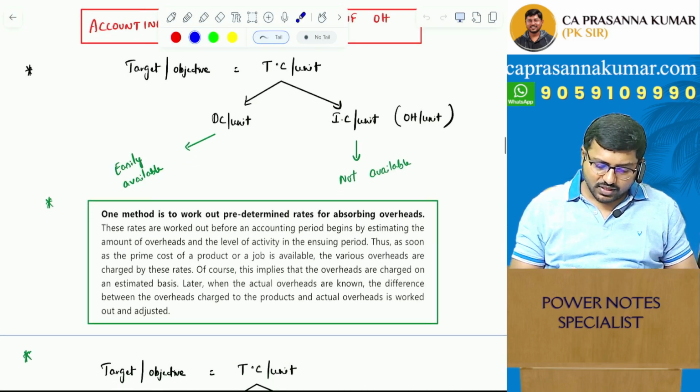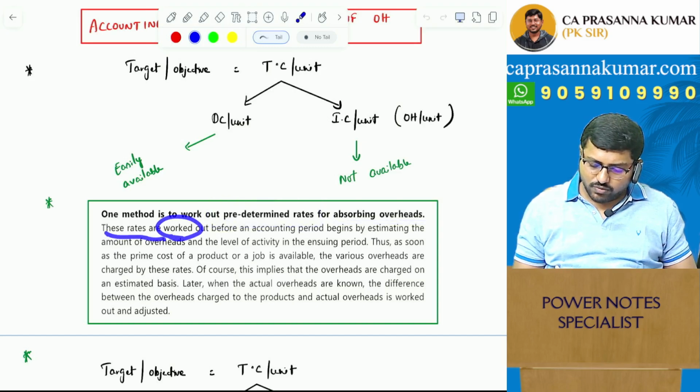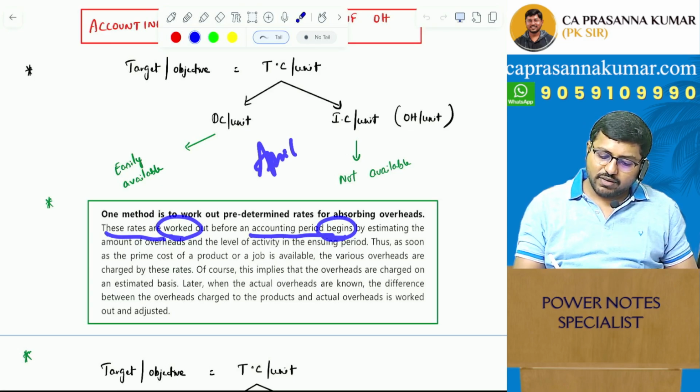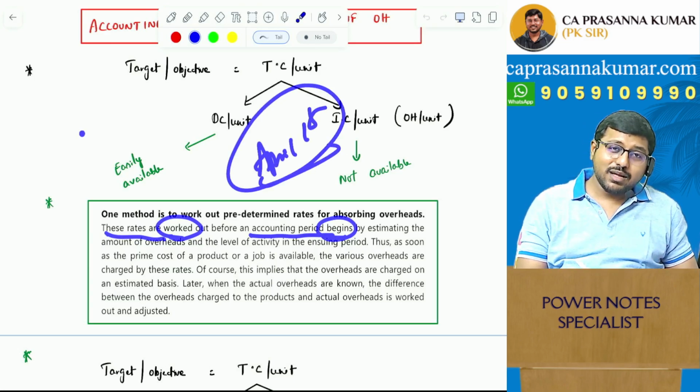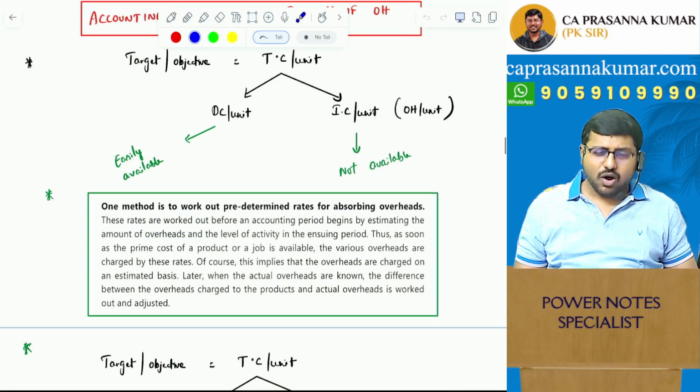So see here, one method is to work out predetermined rates for absorbing overheads. These rates are worked out before an accounting period begins, which means before your April 1st begins, usually in the month of March or Feb. These predetermined rates will be calculated. Okay. Now, how will it be calculated, sir?